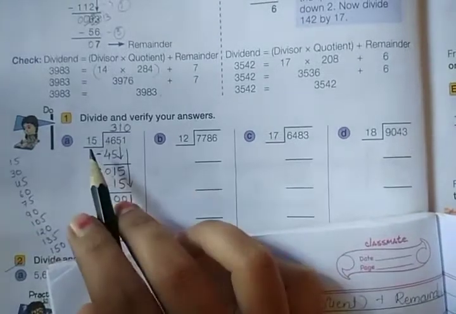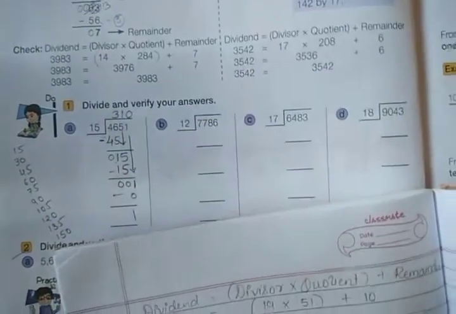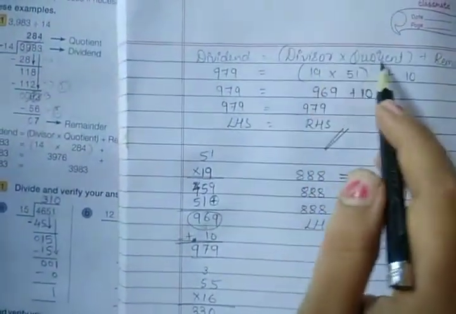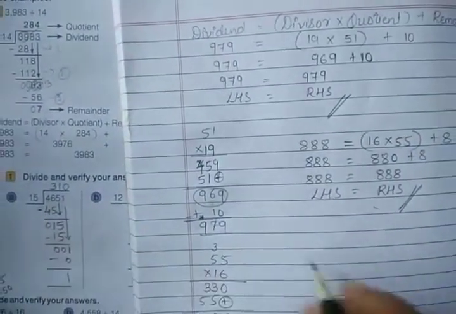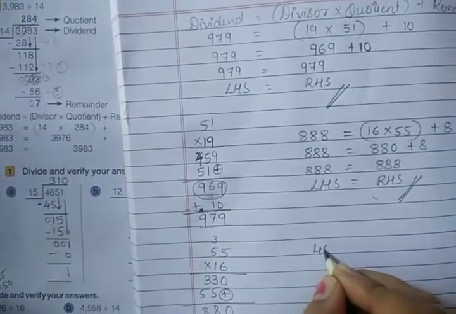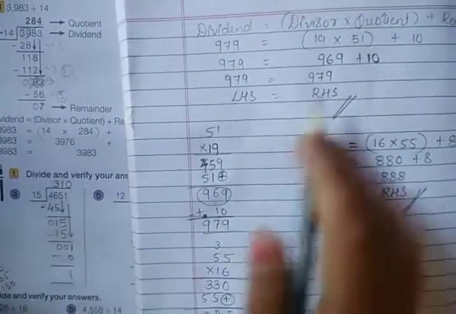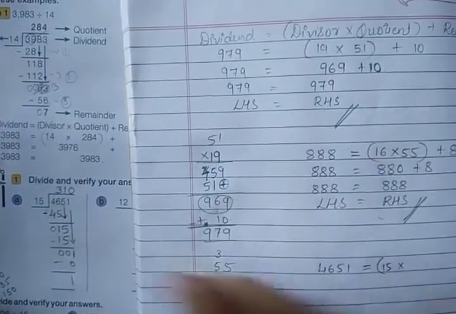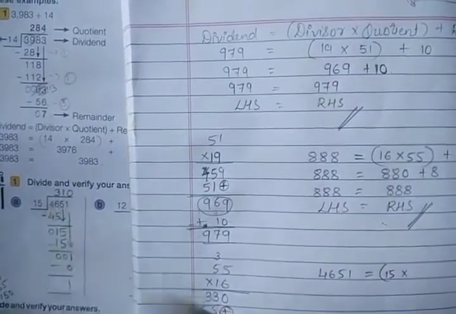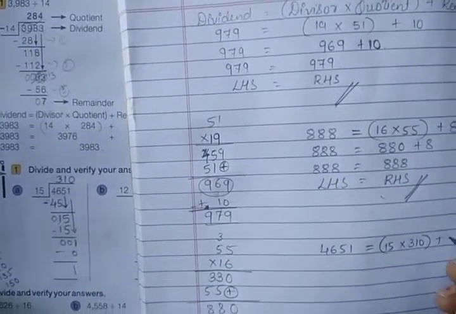Now we'll check whether this answer, whatever we have got, is correct or wrong by using the formula. That is, dividend is equal to divisor multiplied by quotient plus the remainder. See, the dividend 4651 is equal to your divisor 15, write it in the bracket, and your quotient is 310, plus remainder is 1.